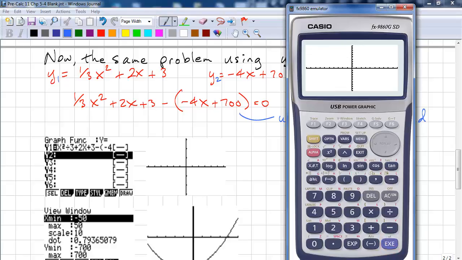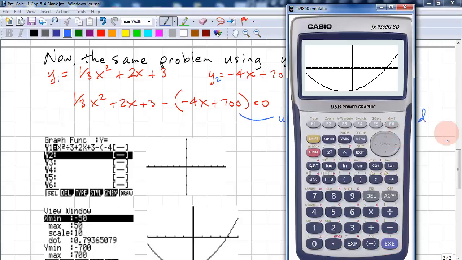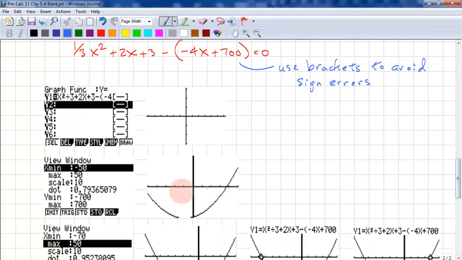And draw. And there's nothing on the screen. So we go to window, negative 50 to 50. And again, I'm picking 700 because 700 is our y-intercept. And draw. And we get something that looks like this.